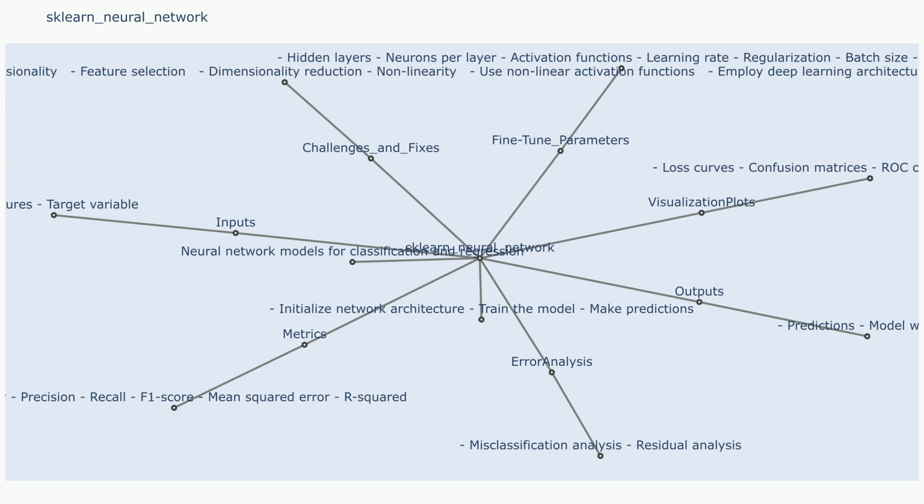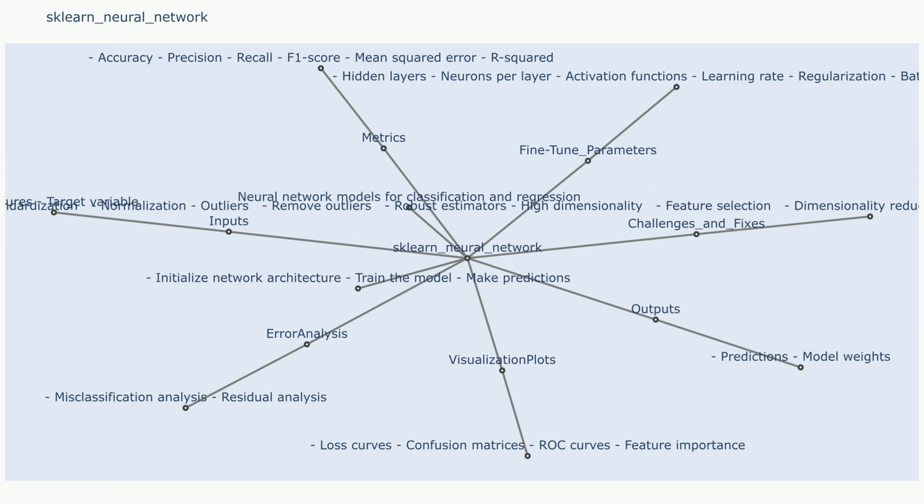Model definition: you choose the architecture of the neural network, including the number of hidden layers, the number of neurons in each layer, and the activation function used in each layer. Model training: the neural network is trained using the provided data and labels. The training process involves adjusting the weights and biases of the network to minimize the error between the predicted and actual target values. Model evaluation: after training, the model is evaluated on a separate test set to assess its performance on unseen data.